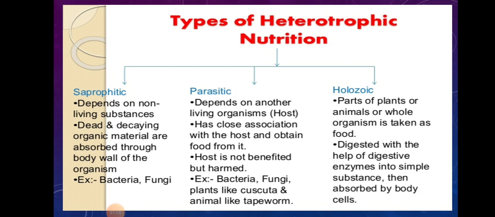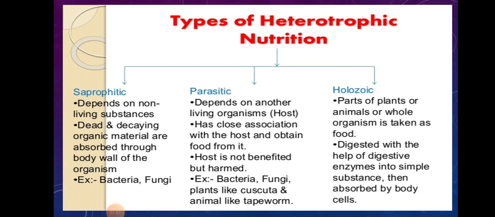Saprophytic nutrition, what do we mean by saprophytic nutrition? It depends on non-living substances, that is, dead and decaying organic material that is absorbed through the body wall by organisms like bacteria and fungi. Now you need to remember this. Saprophytes are dependent on dead and decaying matter. They are responsible for cleaning our environment. Without saprophytes, we would have been sitting on a heap of garbage. So it is the saprophytes that are responsible for cleaning our environment. Therefore, they are extremely important to us.